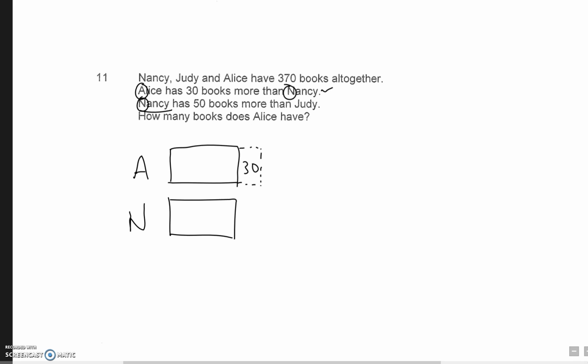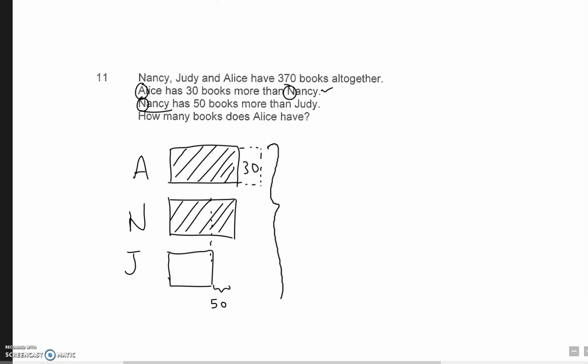Nancy, which is this person, has 50 more books than Judy. So we are writing another unit, but this time around this unit is not a unit at all because it's shorter by 50. Okay, you notice it's shorter by 50 because Judy has lesser 50. Okay, so this is a unit. I shade those that are proper units. This is also 1 unit. Now, the one for Judy cannot be counted as a proper unit because it's smaller. So I'm not going to shade that. But I know that all of them has got a total of 370.